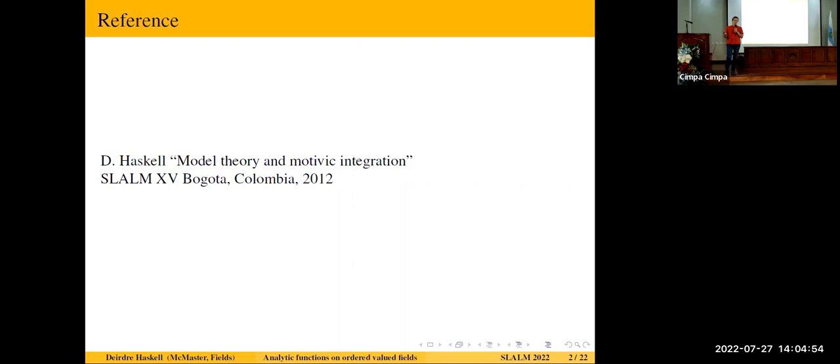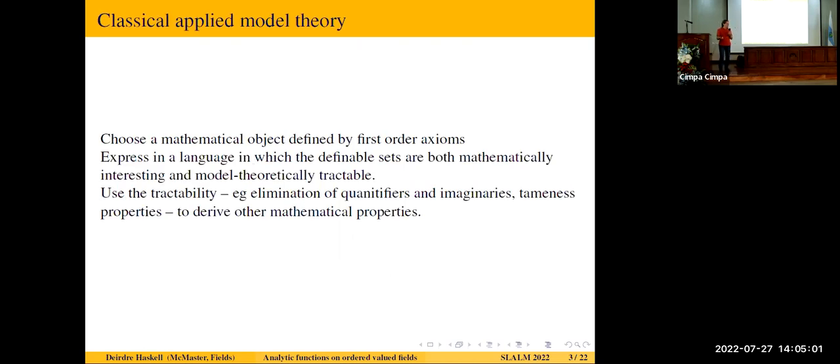So this talk is going to be more in the sense of classical applied model theory, by which I mean we start with a mathematical theory, mathematical objects that are defined by first order axioms, and we think of a language in which we can write down those axioms and express that theory, and we choose a language in which the definable sets are somehow tractable. So both mathematically interesting and model theoretically tractable. And that tractability can be whatever it is that we have model theoretically. So classically, that would be elimination of quantifiers, more recently, maybe elimination of imaginaries or other kinds of attainment properties, which I'll mention as we go along. And then we use that to derive other mathematical properties.